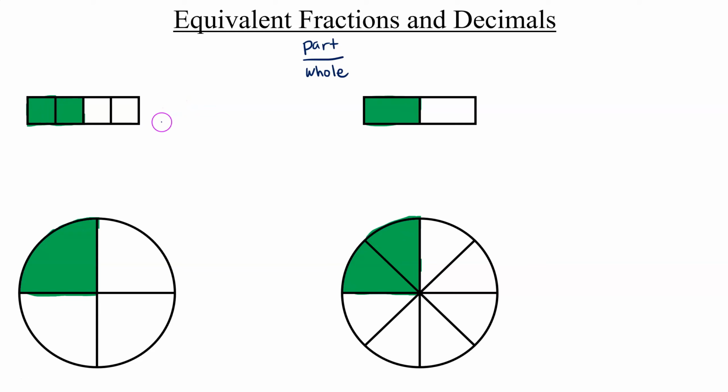In this picture here, I have a rectangle that is divided up into 4 pieces. So the whole would be 4 because that's the total number of pieces that the rectangle is divided up into. And you can see that I've colored in 2 pieces green, so that would be my part. So this picture we would represent as a fraction of 2 over 4.